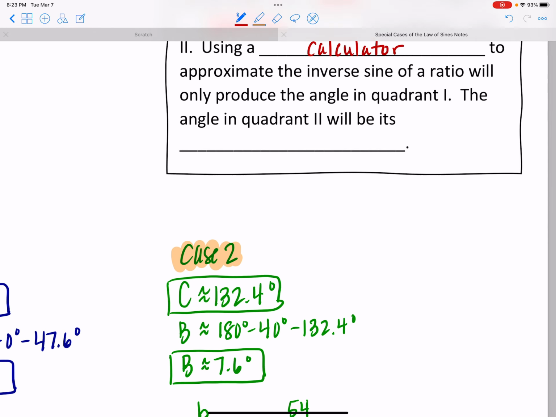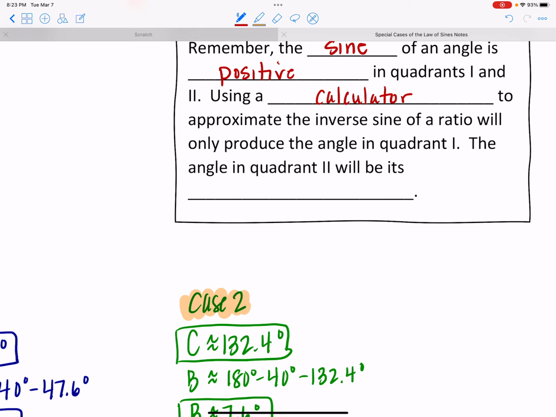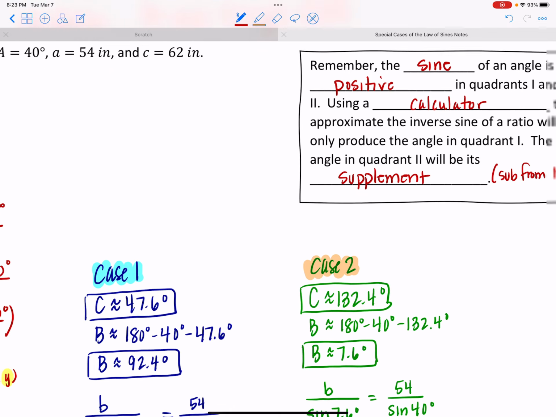So the angle in quadrant 2 will always be the supplement of the angle in quadrant 1. And supplementary means they add up to 180. So if they're adding to 180, you're going to subtract the one from 180 to figure out what's left for the other option. Okay? So hopefully that makes sense.